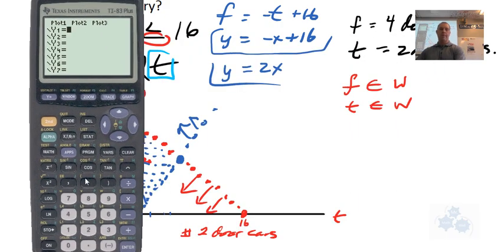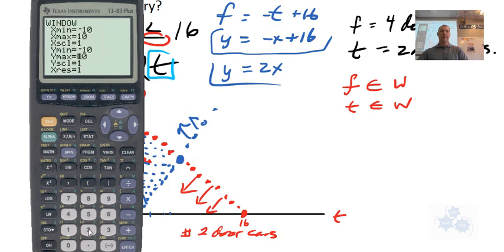Do that over here. Negative x plus 16 and 2x. So if we graph those, what do we see? Okay, so here we go. Got to change our window. Let's get some more y-axis in there.